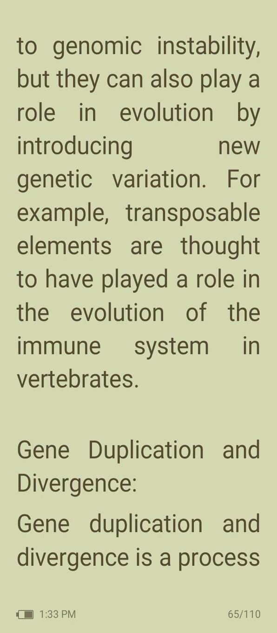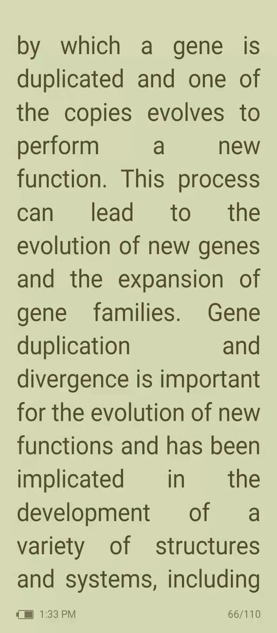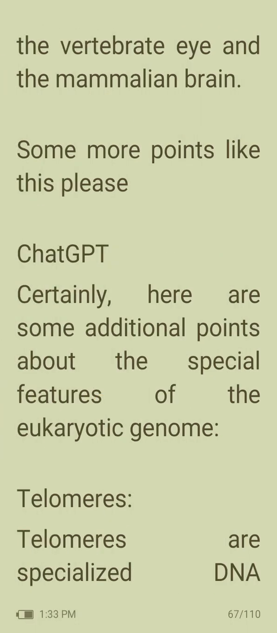Next, gene duplication and divergence. Gene duplication and divergence is a process by which a gene is duplicated and one of the copies evolves to perform a new function. This process can lead to the evolution of new genes and the expansion of gene families. Gene duplication and divergence is important for the evolution of new functions and has been implicated in the development of a variety of structures and systems, including the vertebrate and the mammalian brain.